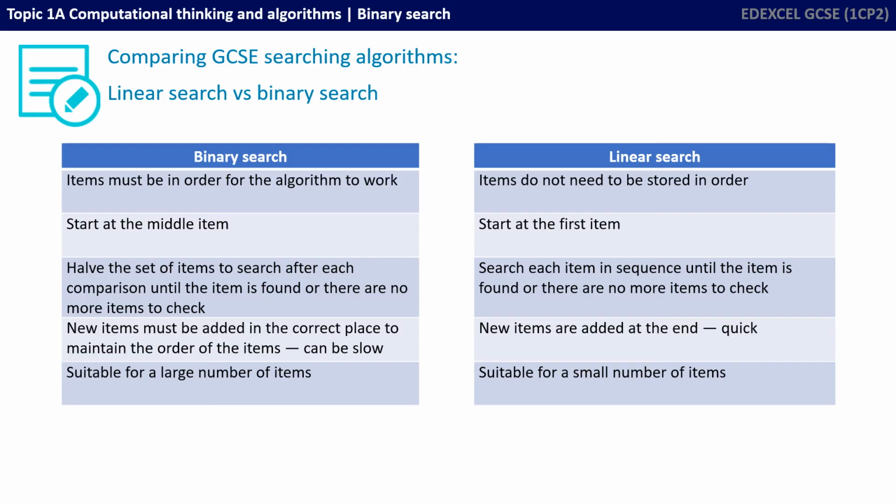However, binary searches are much faster for large sets of numbers or data, because with every comparison, it halves the amount of remaining items you need to search for. Linear searches are suitable, but really only for a small number of items.